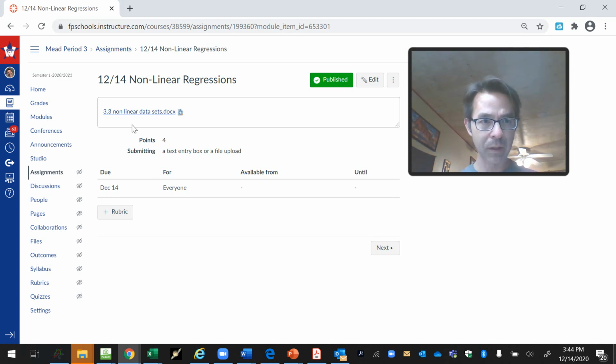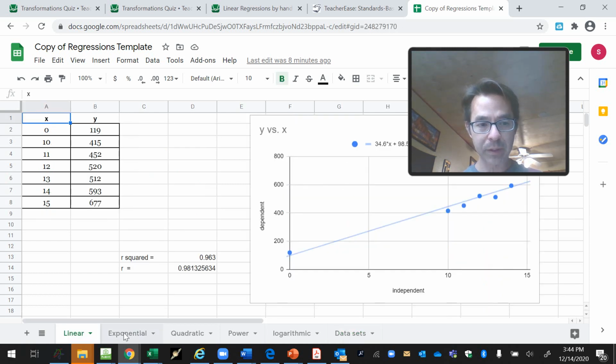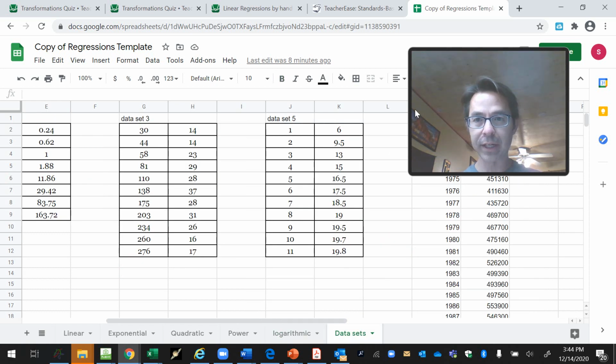But so let me find the template. Here's the template I'm going to send you. Along the bottom row, it shows a tab for linear regression, exponential, quadratic, power, logarithmic, and then I added this new tab right here that has all the data sets in it.